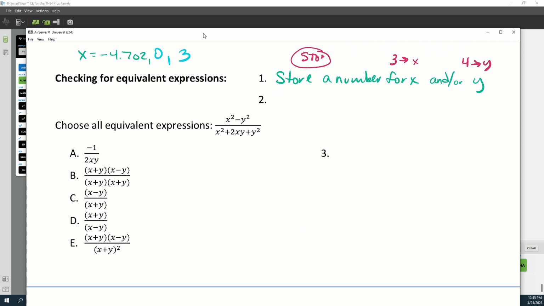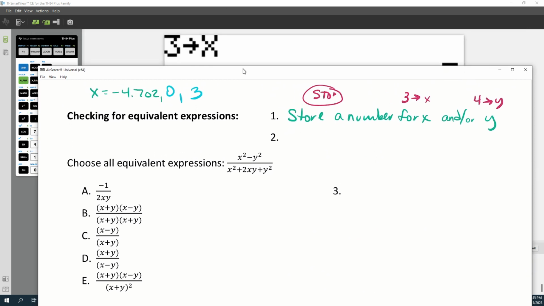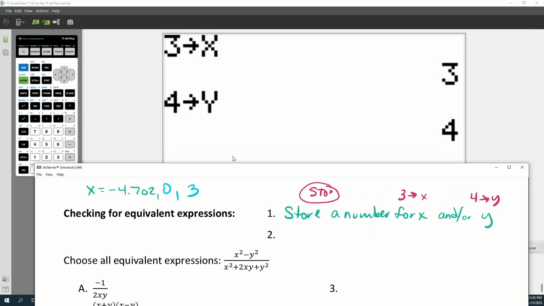Why'd you just take 3 and 4? Just because they're good numbers to use. You can use any number as long as you don't do 0 and 1. Can you use the same number for x that you use for y? Yes. So it's just a random number. Yep.